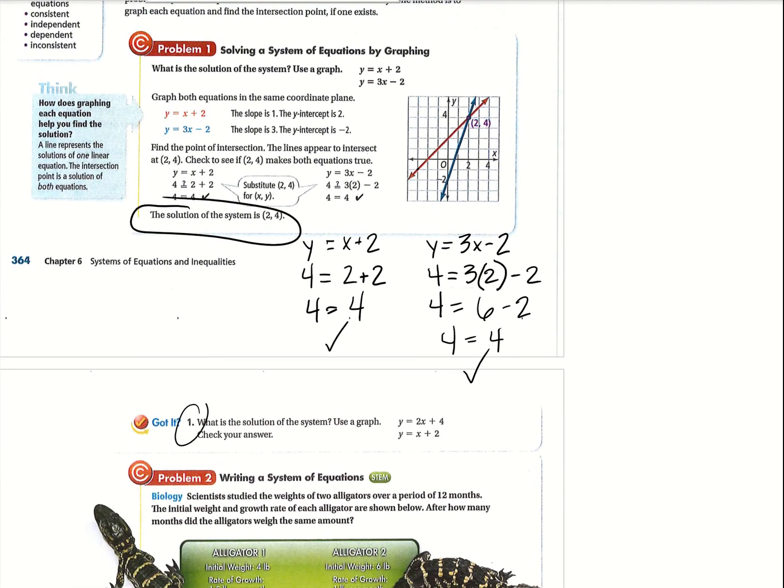Go ahead and try out Got It Problem 1. You'll have to draw your graph and do what they did and what we did up here. So do that and then we'll continue on.